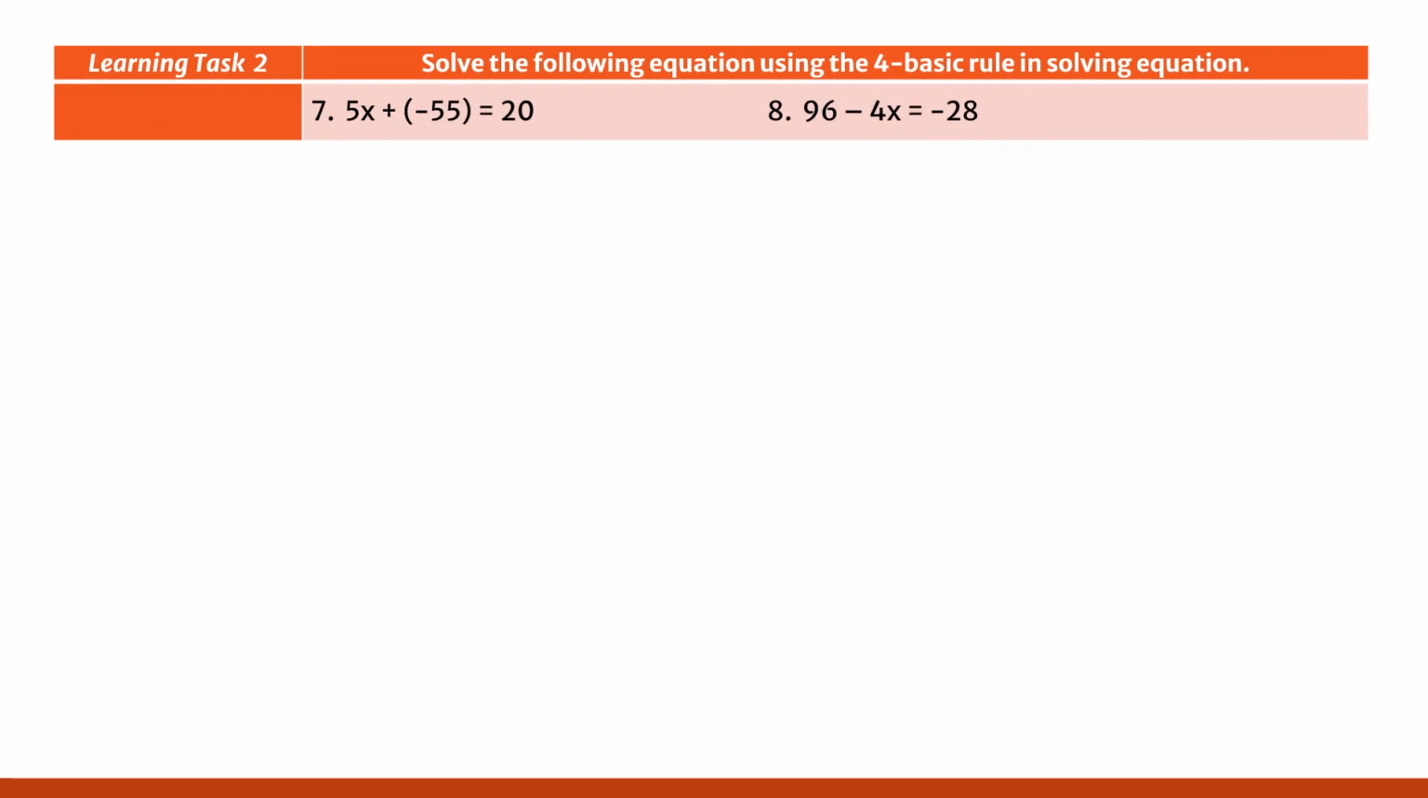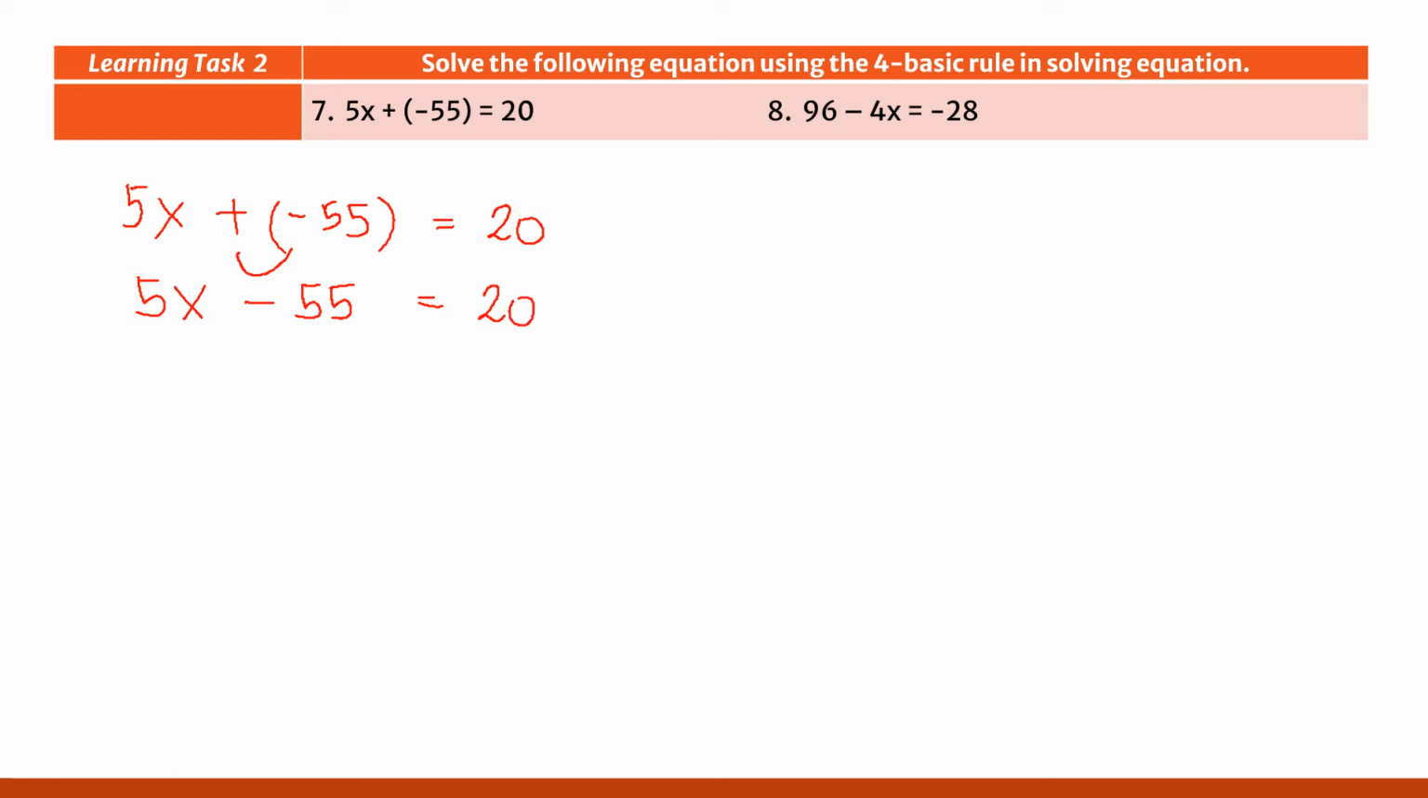5x plus negative 55 equals 20. Okay, so we have 5x plus negative 55, okay, is equal to 20. So ngayon naman, meron tayong plus, minus, or plus, negative. So kapag pinag-isa, sabi natin, positive times negative is negative. So, magiging na lang siyang minus 55. So, our problem now is 5x minus 55 equals 20.